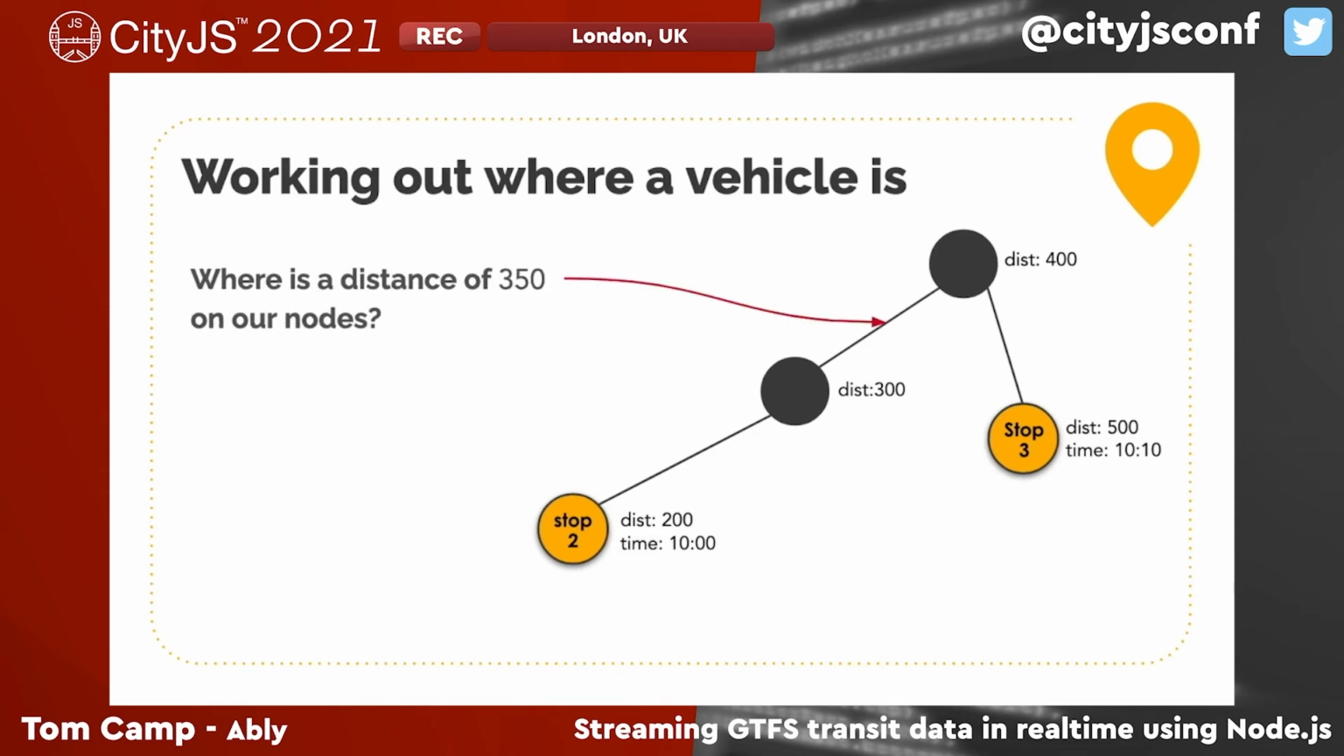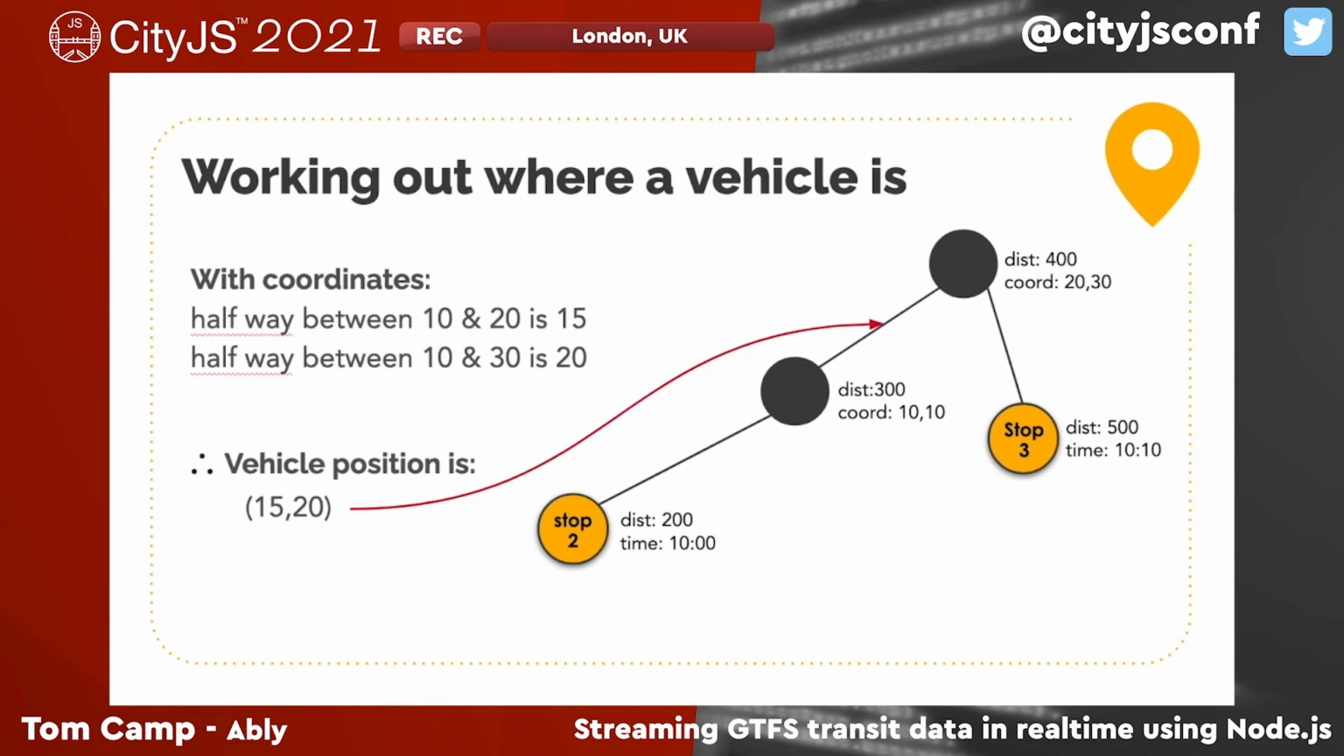So given that, where between those 2 nodes is the vehicle going to be in terms of coordinates? We know its position in terms of distance, but we don't know it now in terms of coordinates. Well, again, we can do something very similar, except rather than applying the percentage distance between 2 distances, instead we are going to be applying that percentage to the coordinates from the first point to the second point. So if we do that again, obviously the maths ends up being that it's halfway between both the x and y points, and we get our final coordinate, which is 1520 in this case.